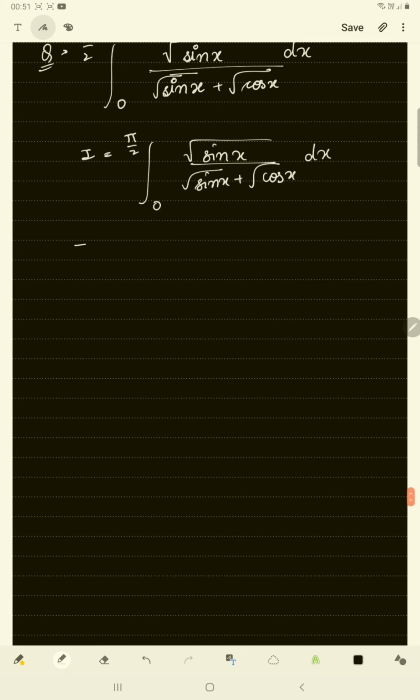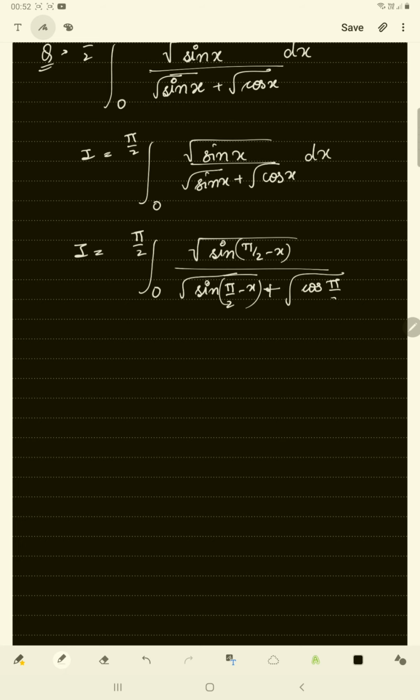Now applying the King's property, we can just change the x inside the function of sin x. So just write it as under root sin of pi by 2 minus x upon under root sin of pi by 2 minus x plus under root cos of pi by 2 minus x.